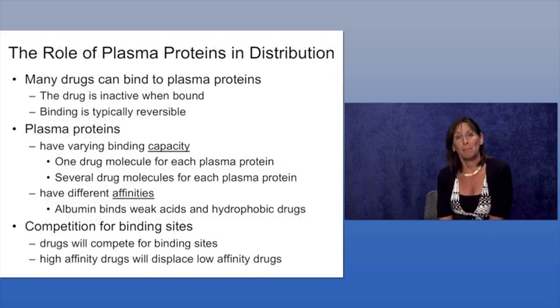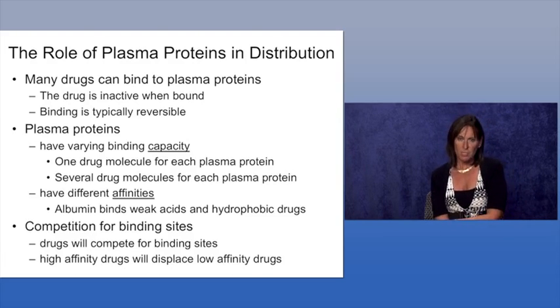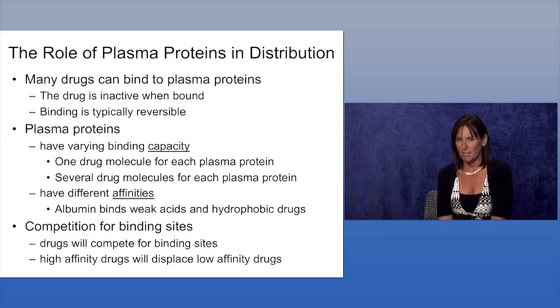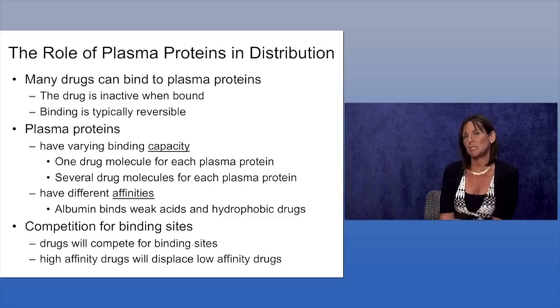So what's the role of plasma proteins? When the drug is bound to the plasma protein, it's inactive, so it limits its potential to have a pharmacodynamic effect. It is important, however, to appreciate that binding to plasma proteins is typically reversible. Also, plasma proteins have varying binding capacity. Now remember, we use this word capacity when talking about specific carrier mechanisms. Capacity is the inherent ability of the molecule, the plasma protein in this example, of actually binding the drug.